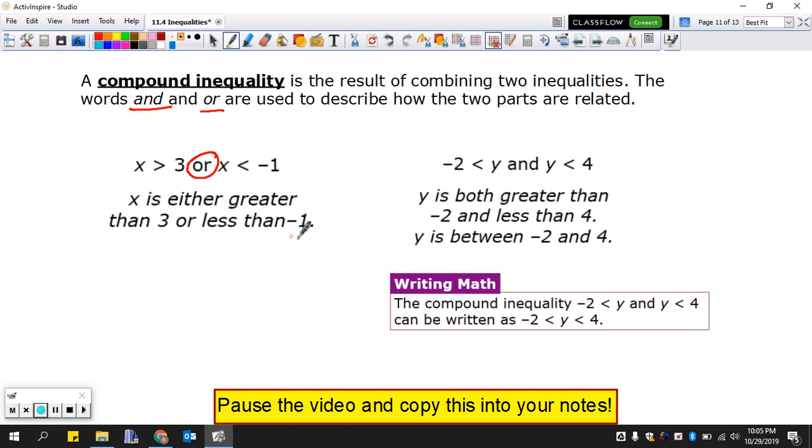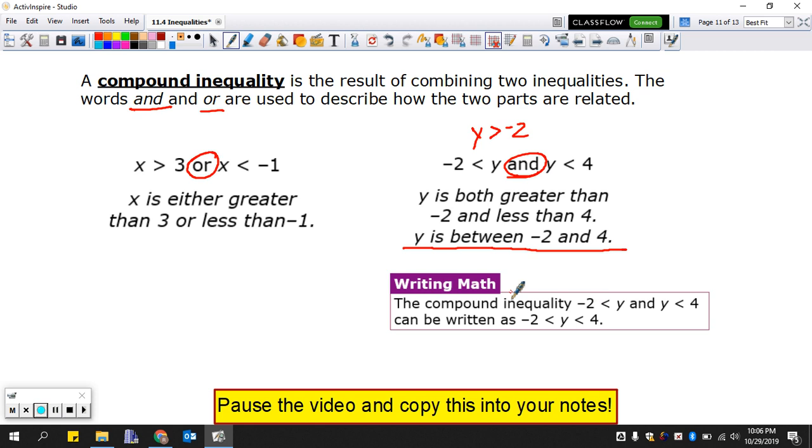The other one over here says, negative 2 is less than y. Or in other words, this could be written as y is greater than negative 2, and y is also less than 4. So it's bigger than negative 2, and it's also less than 4. So that means that y is all the numbers between negative 2 and 4.